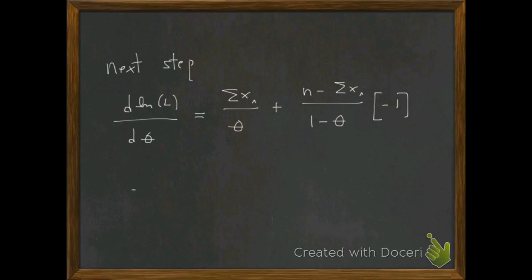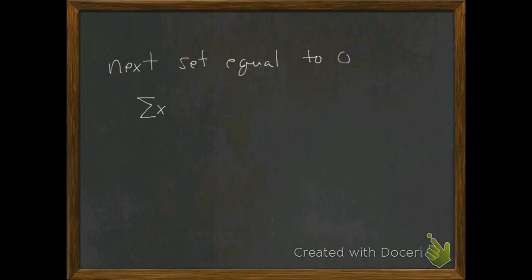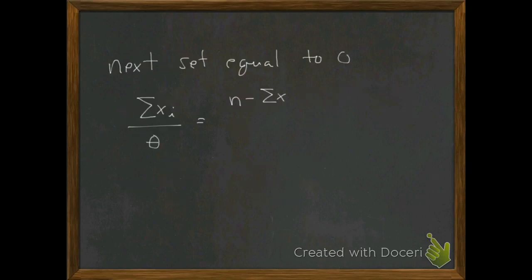So gang, this is going to be equal to the sum xi over theta minus n minus sum xi over 1 minus theta. Now the next thing we have to do is set this equal to 0. You can see that setting this equal to 0, we're ultimately just going to have two sides set equal to each other. Well, I would cross multiply.